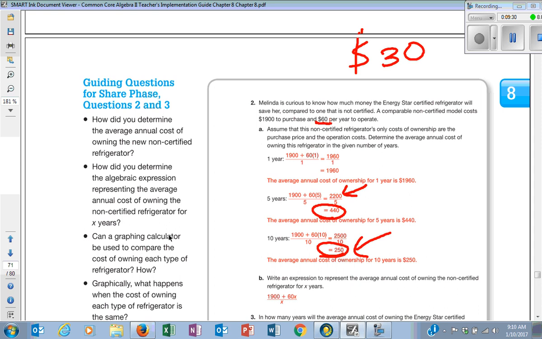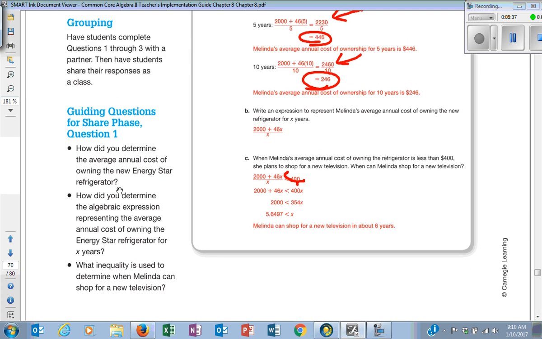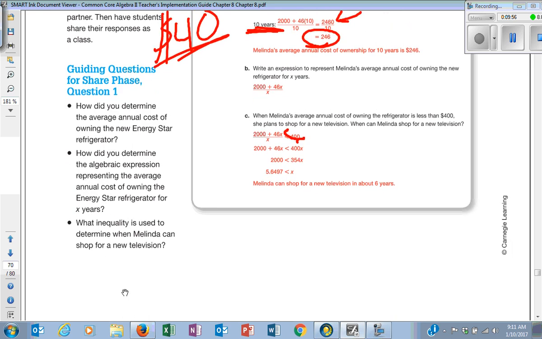Because if you look, after 10 years, it costs $250 to own this one per year, and it costs $246. So you only saved $4 per year after 10 years by buying the efficient one, which is a savings of $40. After 10 years, you save $40 by going with the energy efficient one. So you're not really saving yourself any money.